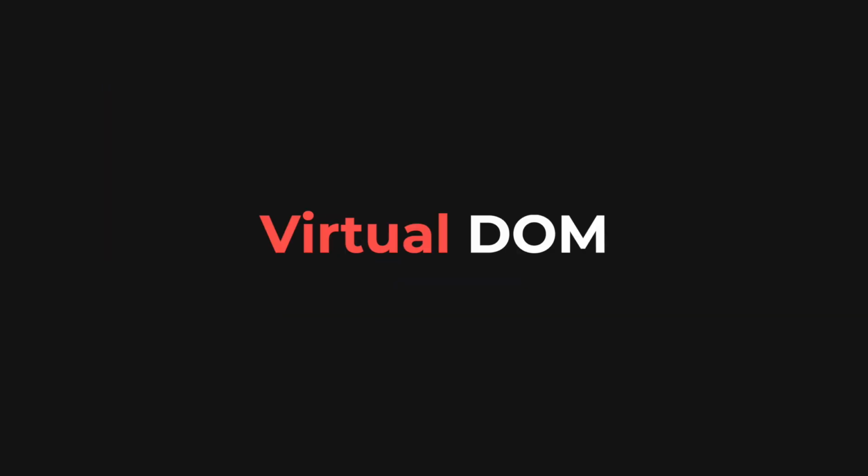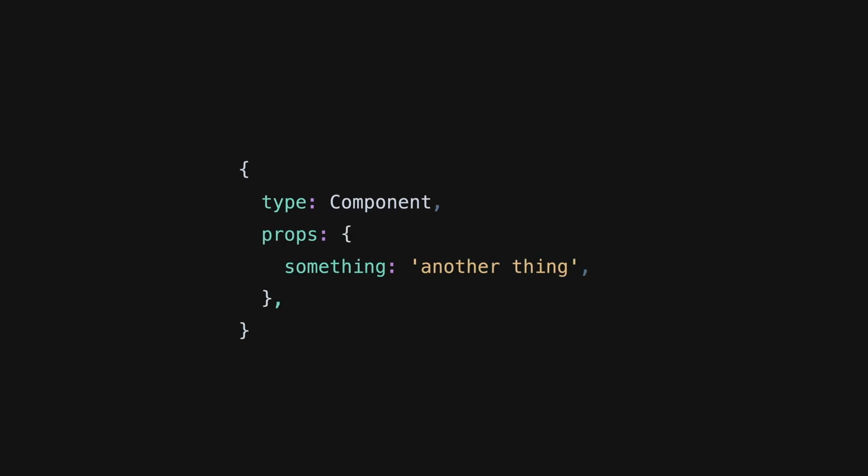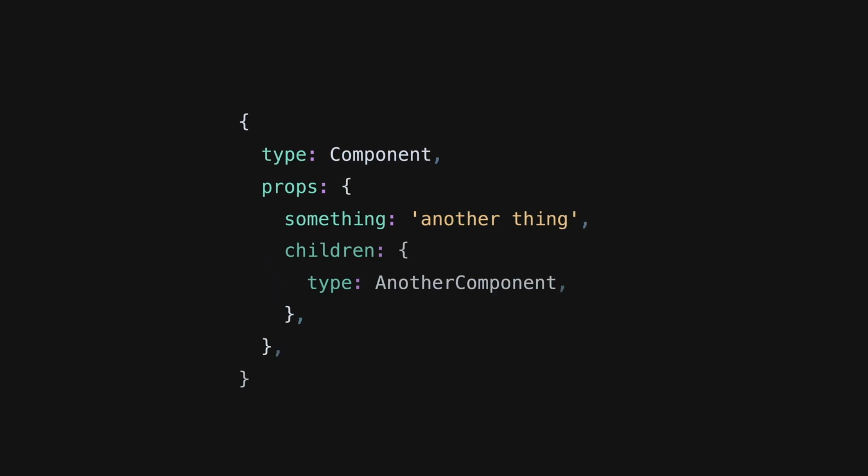It does so by creating and maintaining what we sometimes call the virtual DOM. This virtual DOM is just a giant object with all the components that are supposed to be rendered, all their props and their children, which are also objects of the same shape that are supposed to be rendered inside.